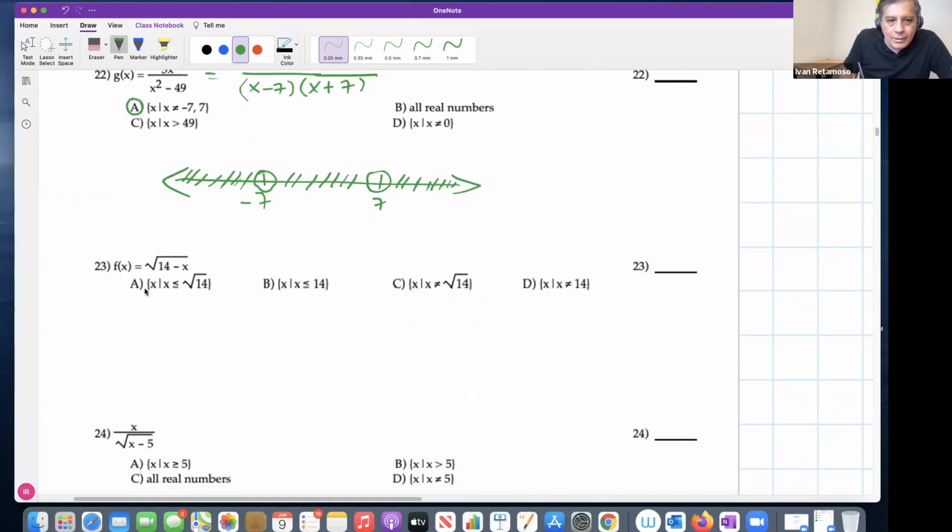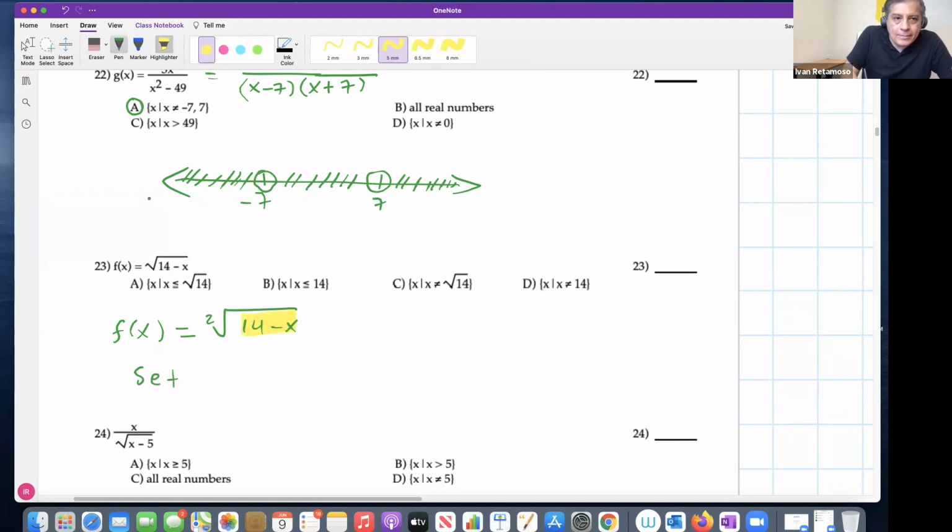23 is the square root of 14 minus x, right? Remember, when you deal with radical functions, in particular square root functions, you have to set the radicand, the inside part of the radical, to be greater than or equal to 0, because this is a square root. Solve this and that will tell you the answer.